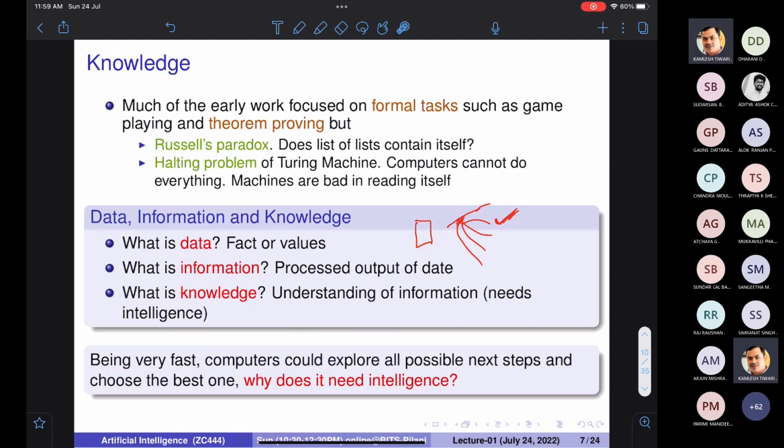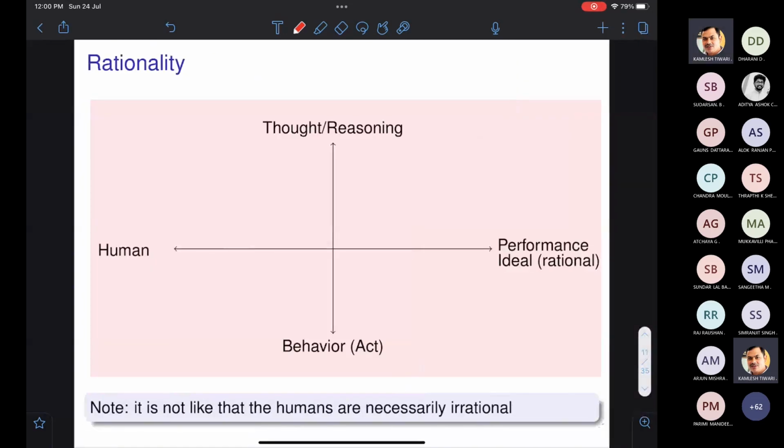And since they are very fast, they could explore all the possible next steps and choose the best one. Then why do we need intelligence? This is the question: why do we need intelligence? Any answer? The actual answer to this particular question is that the search space is going to be exponentially large. And that's why it is very difficult.